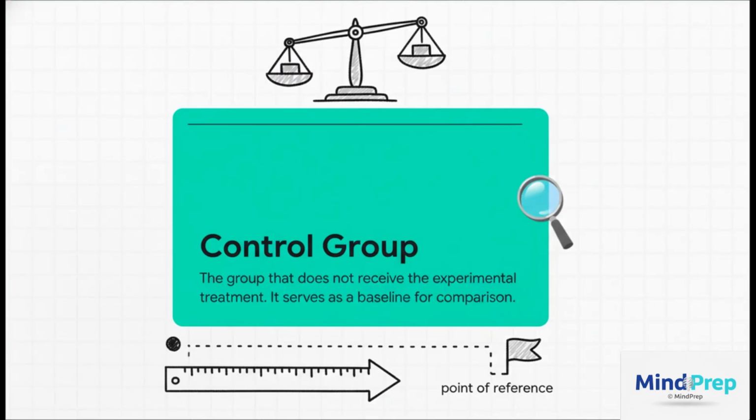First up, let's talk about the control group. You can think of this as the business as usual team. They're the ones who don't get the new thing being tested. They just keep on doing what they've always done. And that gives us that crucial baseline we've been talking about. They are our essential point of reference.